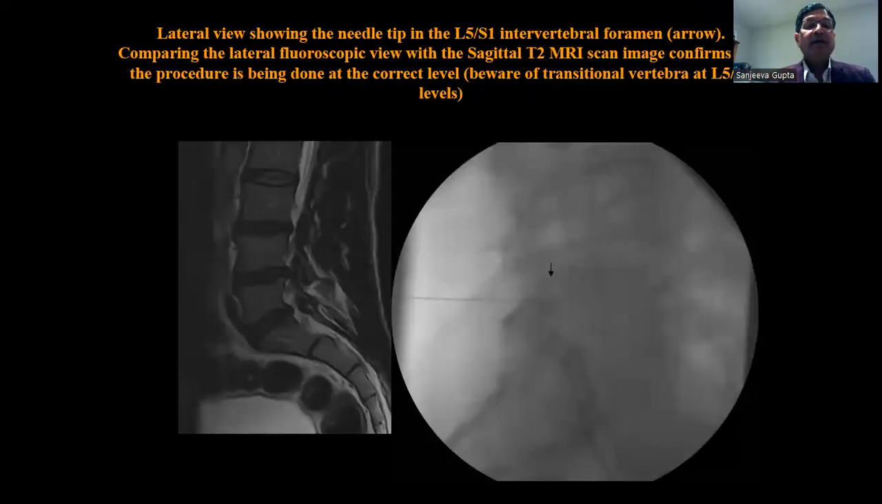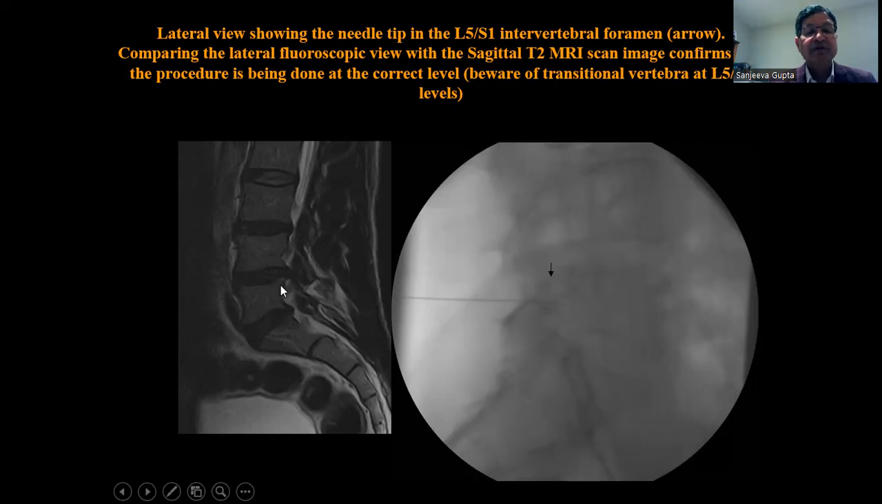Here I'm showing a lateral view showing the needle tip at the L5S1 intervertebral foramina. You can see that that's where the needle is. Comparing the lateral fluoroscopic view with the sagittal T2 MRI scan image confirms that the procedure is being done at the correct level, but beware of the transitional vertebra. Now here, the most important pathology is here. This patient had L5 radicular pain because of compression of L5 nerve root in the L4-5 recess. Although this disc is bulging, the S1 nerve root, you can see that here, was not involved, and the patient did not have any symptoms in the S1 area.